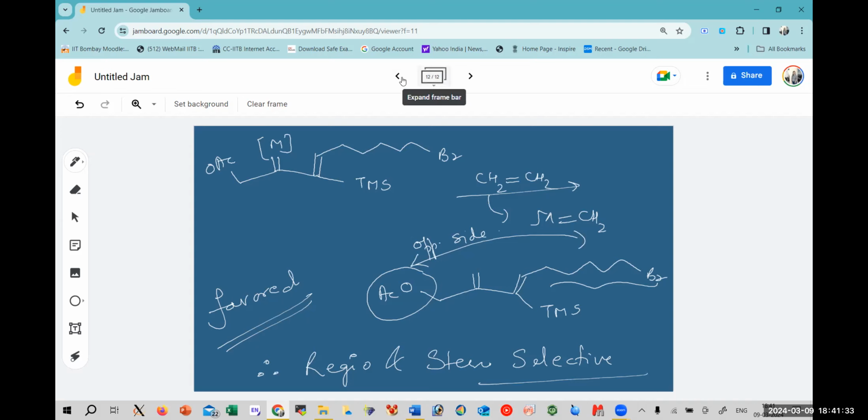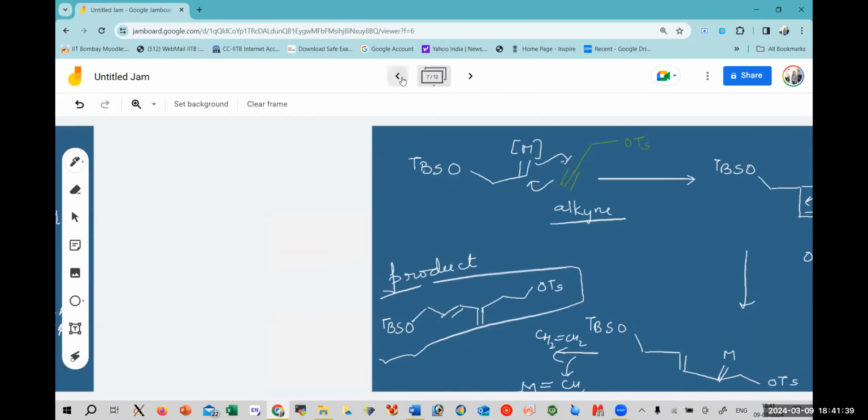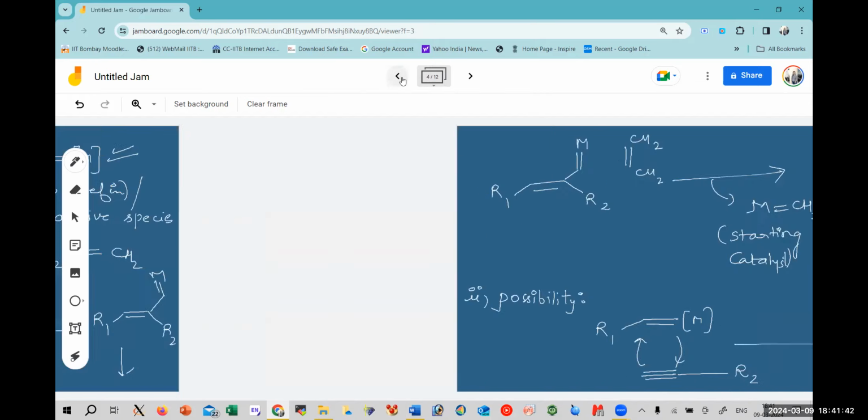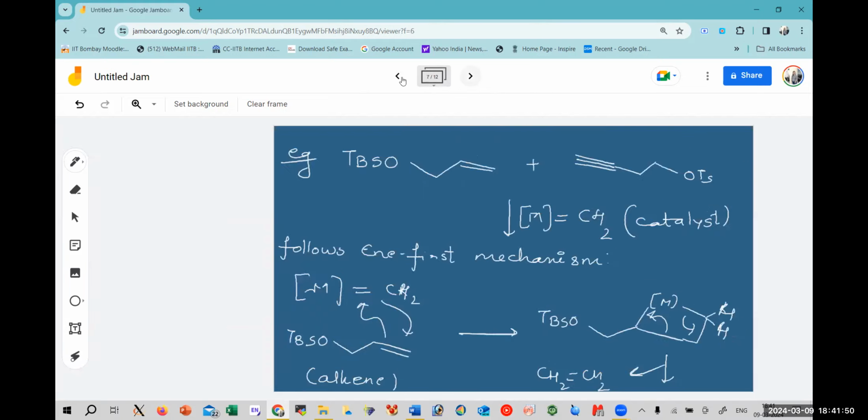So this is it for the ene-yne metathesis, where we have discussed 2-3 examples and we have taken the mechanism in full detail. I hope you guys have understood it well. If not, then please feel free to ask your questions or doubts. So we'll take a summary at the end of the session.